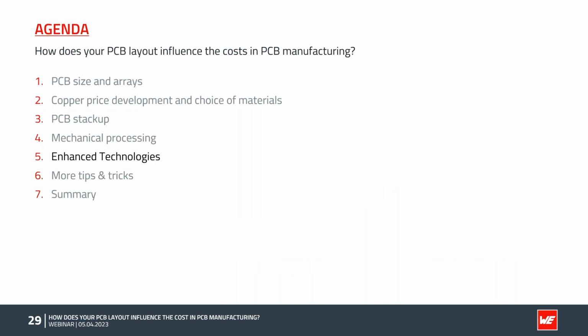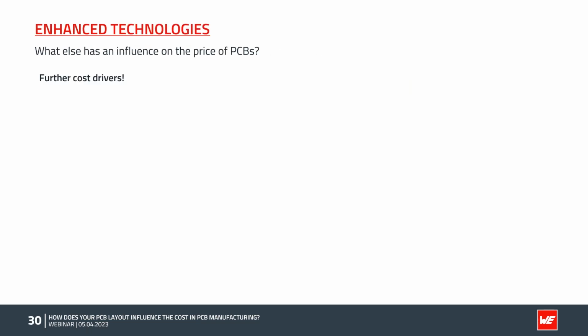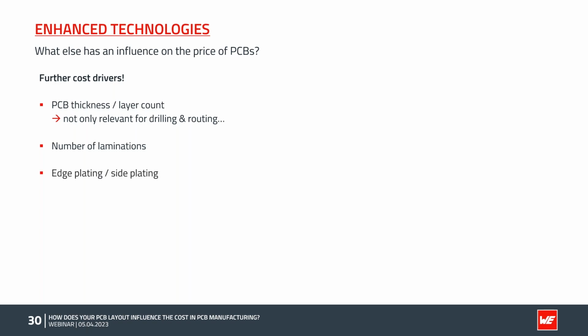Let's move on to the enhanced technologies. So what are further cost drivers? I already told you PCB thickness, layer count. It's not only relevant for the drilling and routing, it's also the material, the excessive material being used and so on. The number of laminations for sure, it's just much more processing to go 2 times to the pressing department, but going 2 times to the pressing department has a lot of other standard processes, cleaning and so on, involved. So the more processes, the more costly it gets.